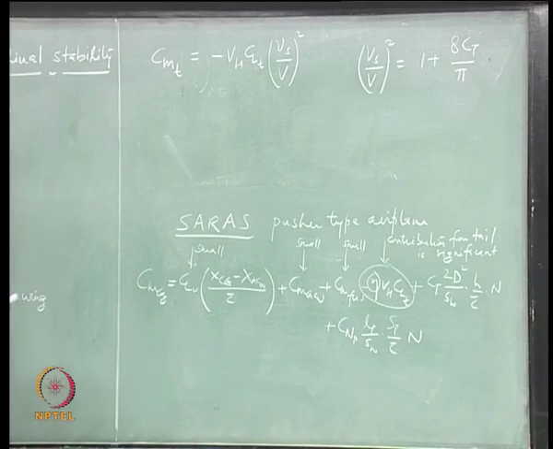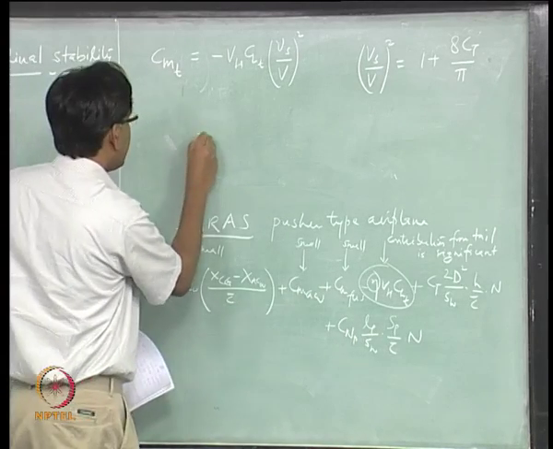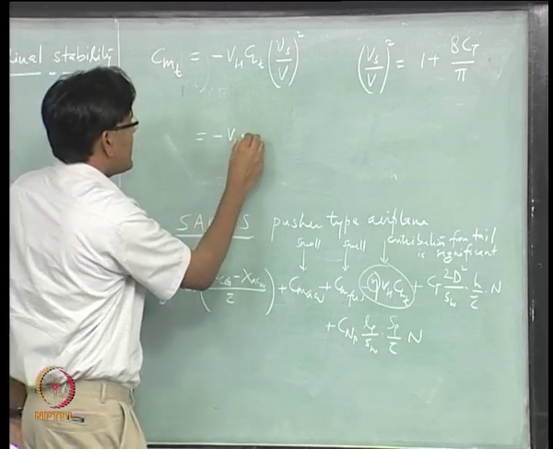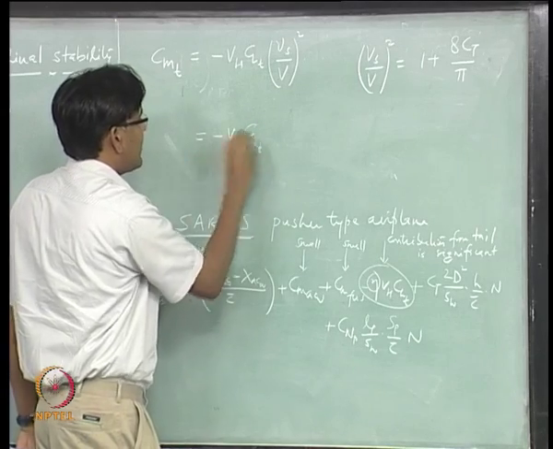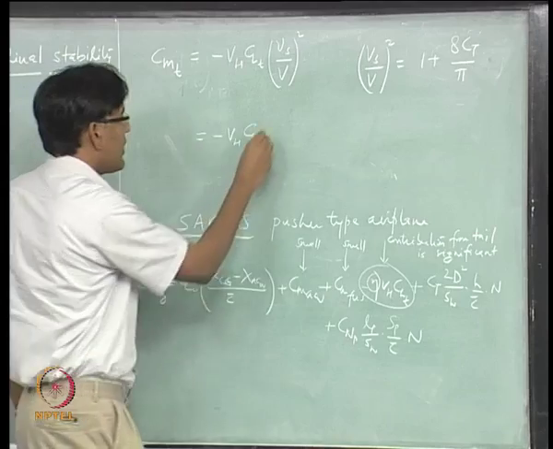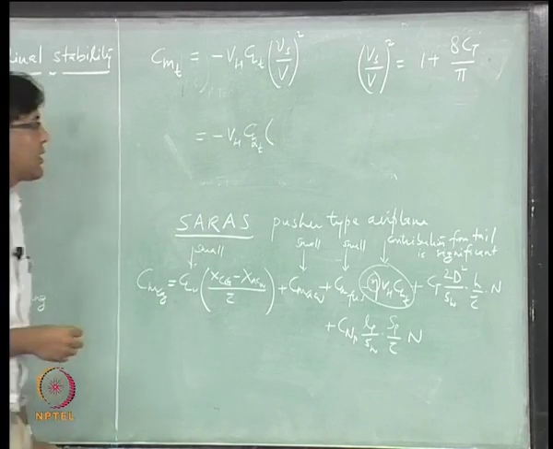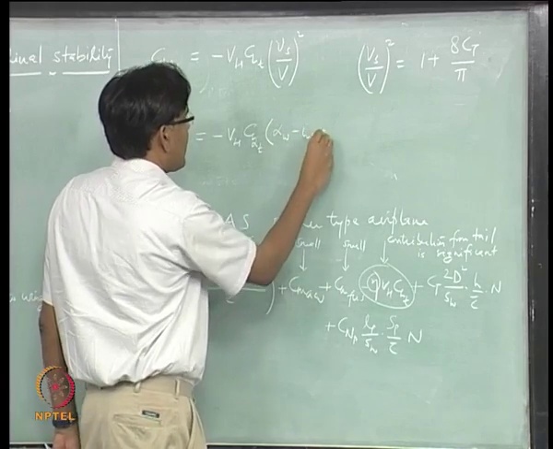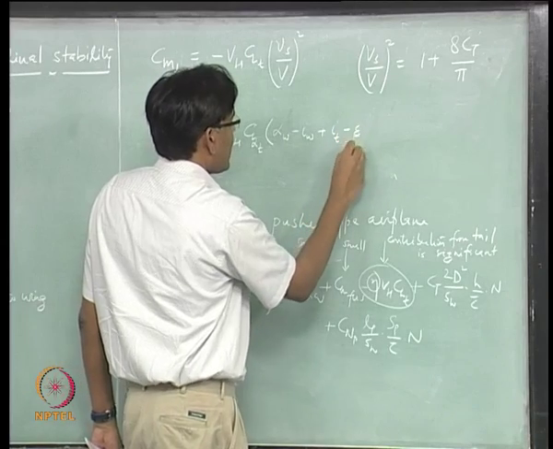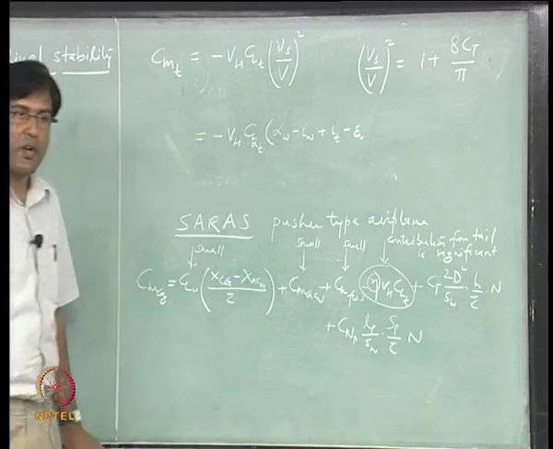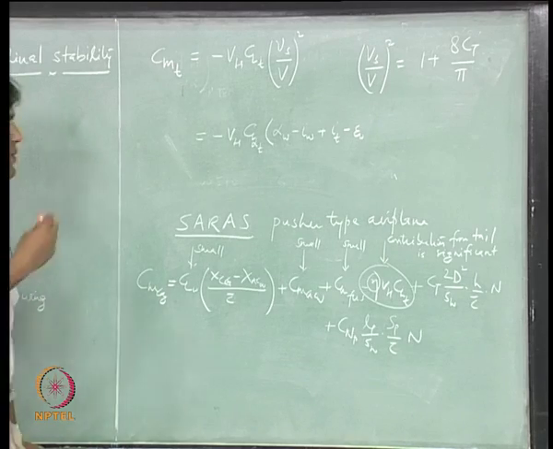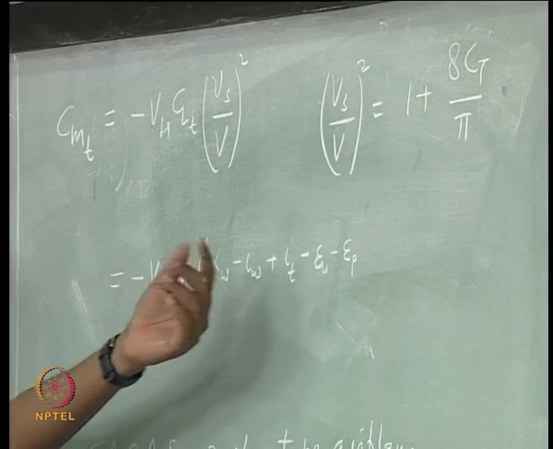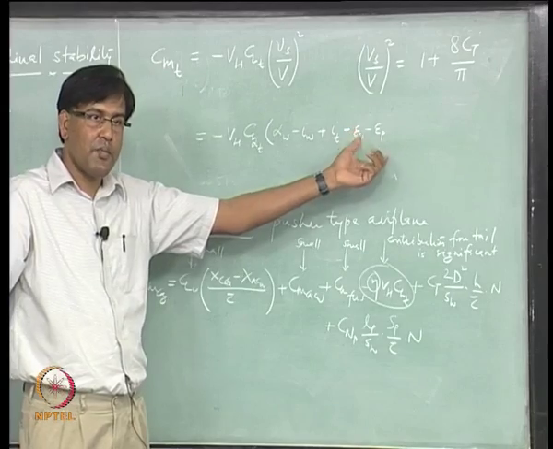So let us look at this a little more carefully. What is CLT? CLT is CL alpha tail times the angle of attack at the tail, which is now, this epsilon is from the wing. There will be another contribution to this downwash angle from the propeller slipstream.